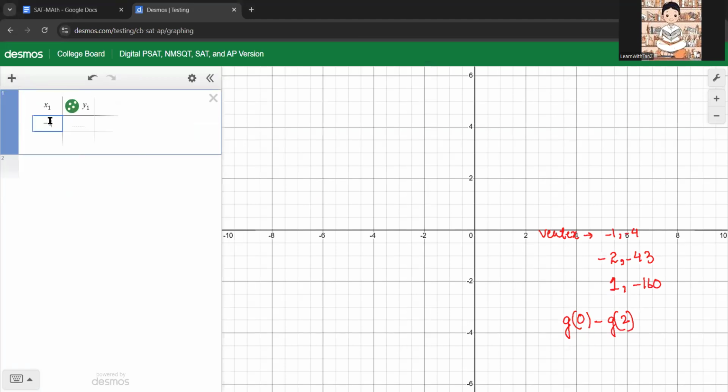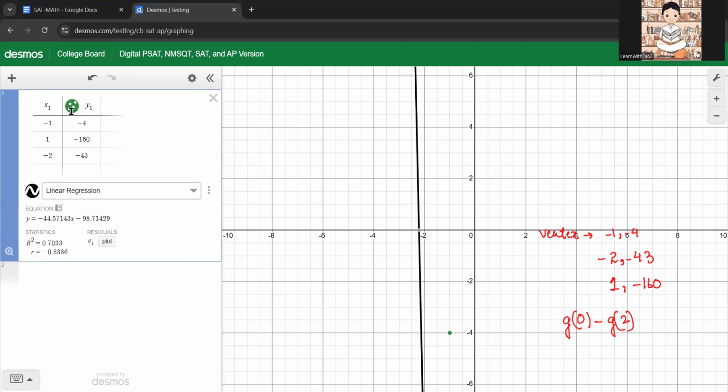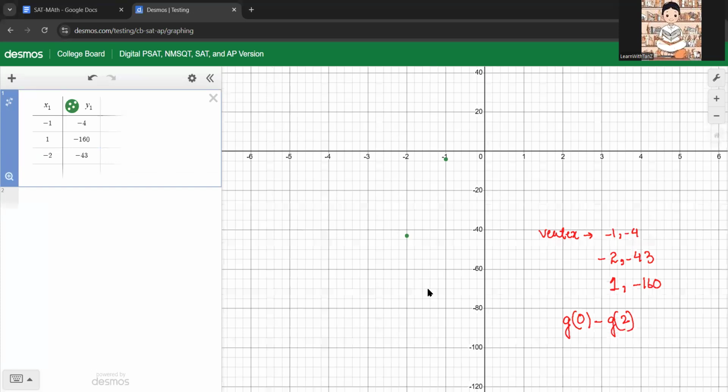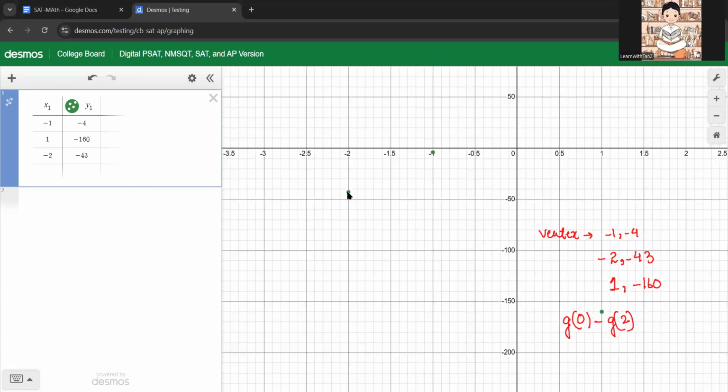Let's insert a table: -1, -4, then we have 1, -160, and then, sorry, the middle point, -2, -43. Right, these are 3 points. If I click here, zoom fit, I can see all the 3 points. Here's one point, another point, and another point. All the 3 points I have.